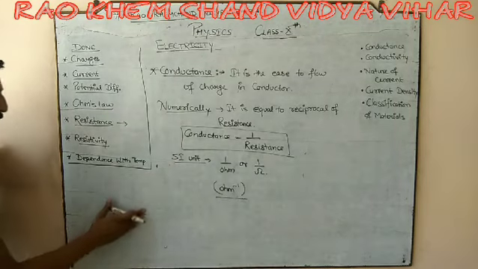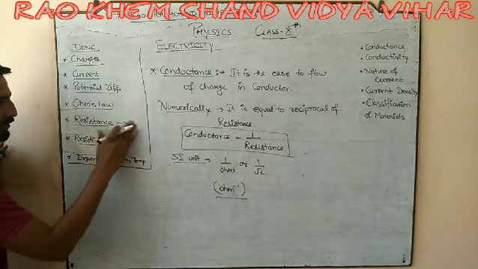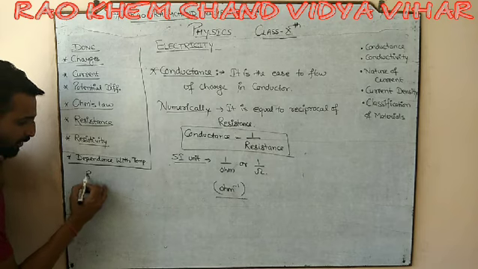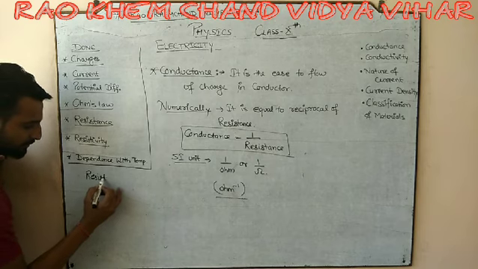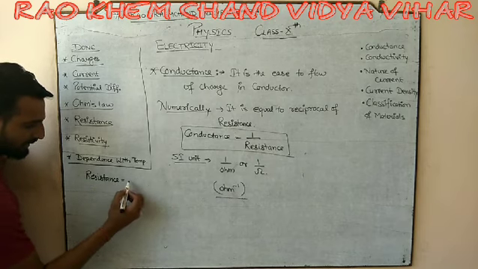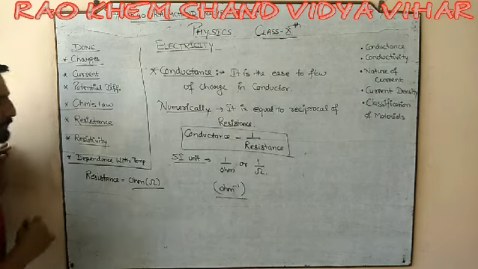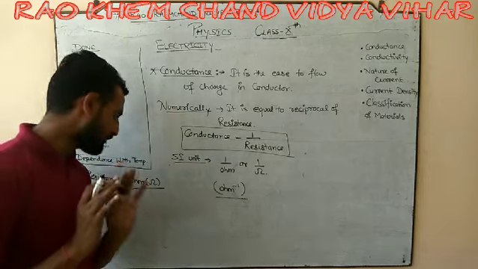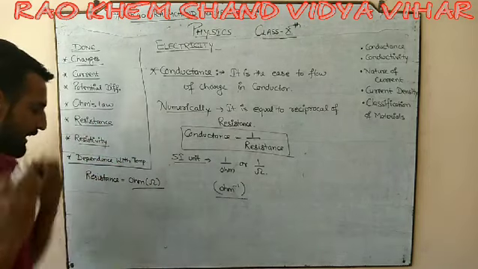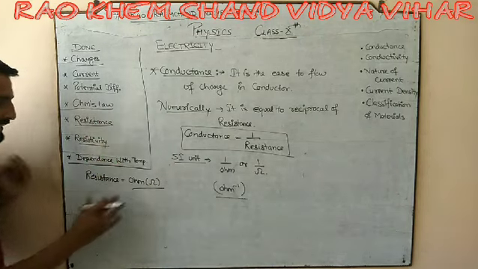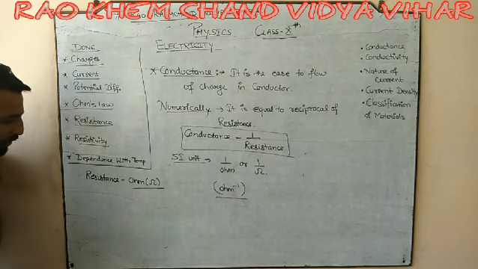Let me revise the previous SI units of the various components. So for resistance, your SI unit is ohm. If I mentioned it in the previous lecture, that's good, and if by any mistake I left that out, I'm revising it. So the SI unit of resistance is ohm.